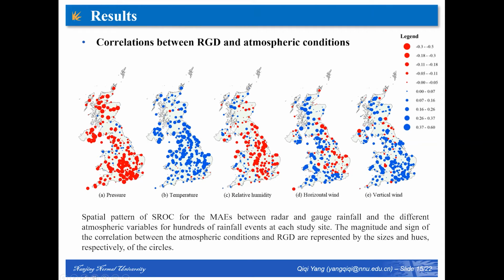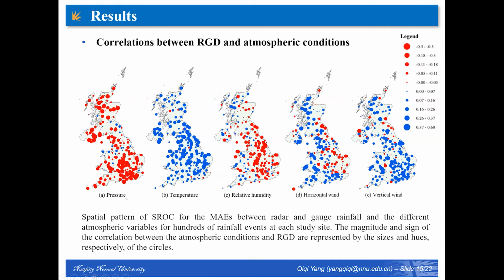Then we got results. Firstly, we analyzed the correlations between the RGD and the atmospheric condition. This figure shows the spatial pattern of the SROC of the MAE between the radar and the gauge rainfall and the different atmospheric variables for hundreds of rainfall events at each study site.